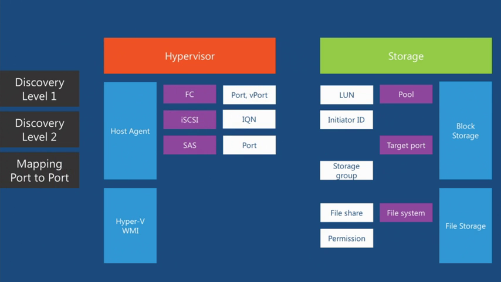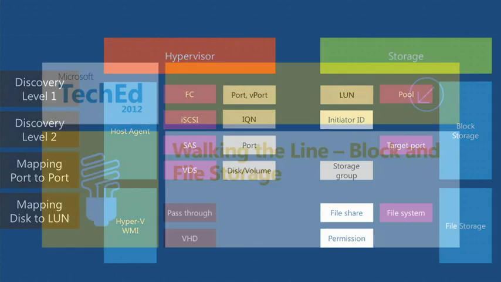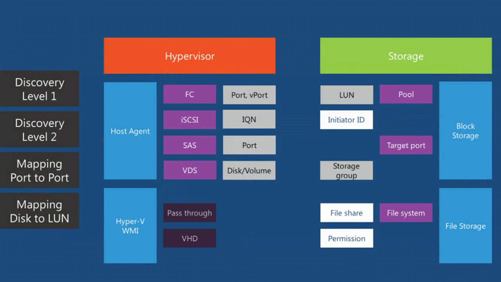Now flipping over to the host side, VMM already has a host agent, so we collect a lot of information on the host side as well. In the case of FC, we can collect port and vport information. For iSCSI, the IQNs, like I showed you in the demo before. For SAS, we can get the port information. Similarly, we collect information through VDS for the disks and the volumes on the host. Now what happens is, and this is probably not going to come through in the demo, sorry, but in the slide, we can actually create mappings between the host side and the backend storage. So you can see how your pass-throughs and your VHDs are mapped to the storage.